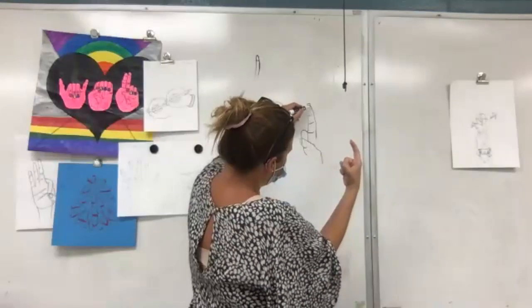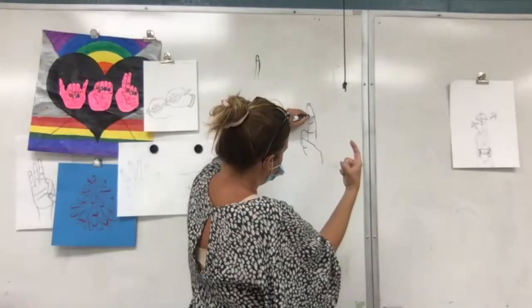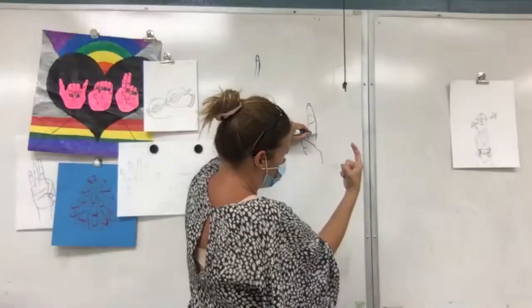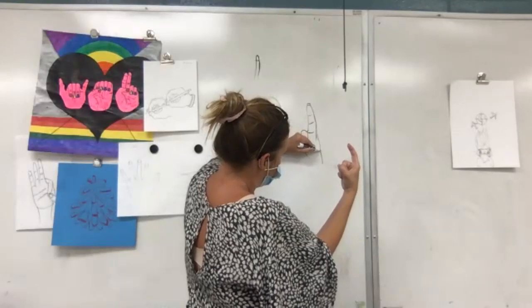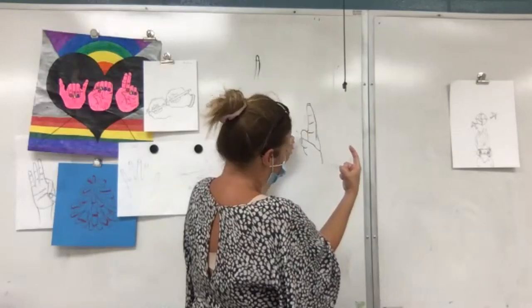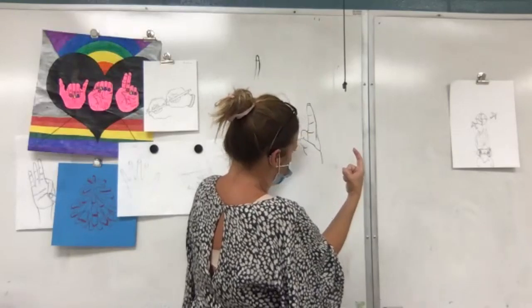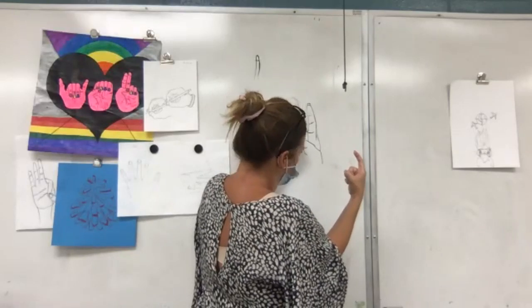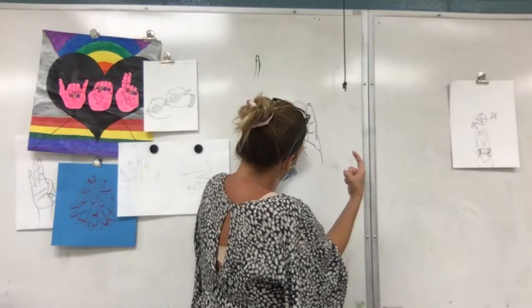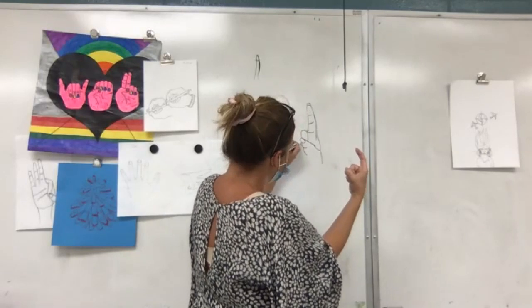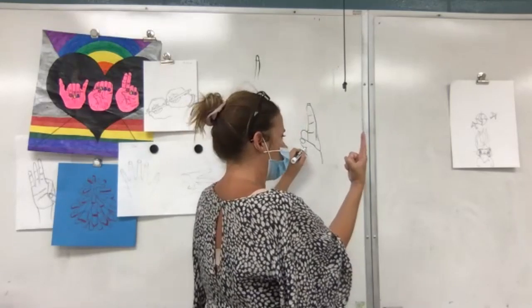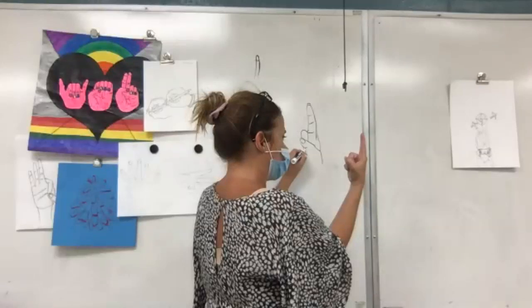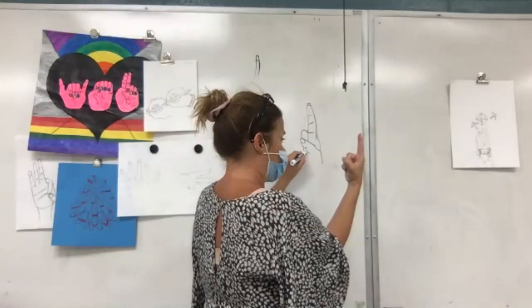Okay, now I'm going to come back up here and use what I've already drawn to connect that part of my hand. Now I'm going to come to my thumb and put my nail in. It's a slow process, but the slower you go, the more realistic it's going to look like your hand.